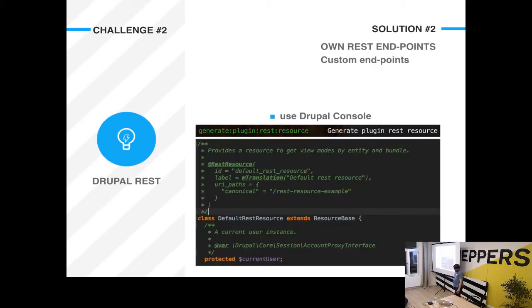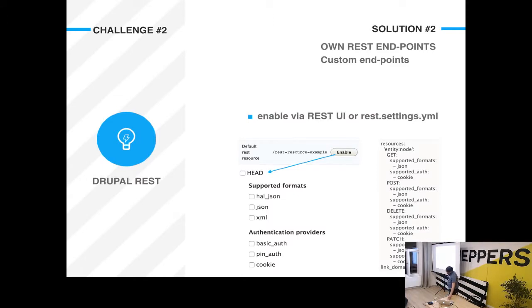Let's talk a little about our own endpoints. You can easily generate them again with Drupal Console. You can choose which methods you want to generate, and you basically get this class. Then there are some methods for each method you want to use for this endpoint. After you create this endpoint with your custom logic and application code, you need to enable it.